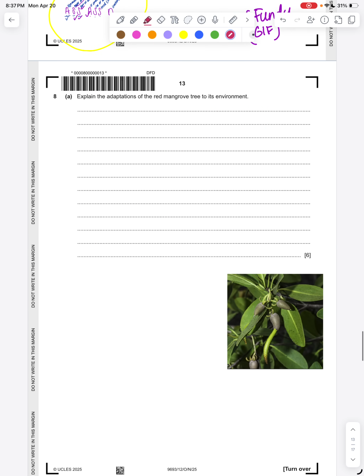Okay, the red mangrove tree. And then we got uses of the red mangrove tree, and then a great one about abiotic factors.